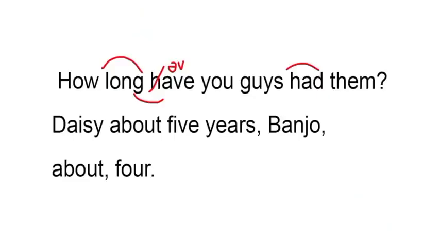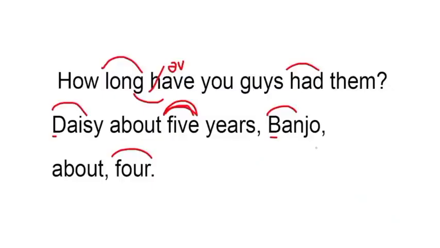Daisy, about 5 years. Banjo, 4. So again, our two proper nouns, Daisy and Banjo, are stressed. Here we're talking about, we've already established that that's who we're talking about, and now we're asking about something different. We're asking about how long Chris has had these dogs. So I think the word 5 is even more stressed than Daisy. Daisy, about 5 years, because this is the new information. This is the information I'm asking about.